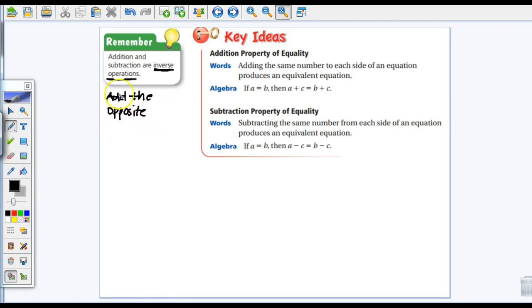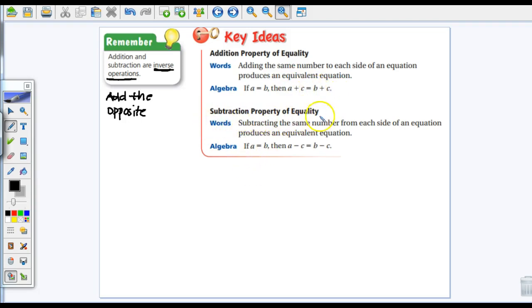And I think we kind of touched on it yesterday when we were solving the sum of triangle problems. So addition property of equality in words says when we add the same number to each side of an equation, it produces an equivalent equation. The algebraic reference to it would be if A is equal to B, then A plus C is equal to B plus C, because A and B technically have the same value, and C on both sides has the same value, so they're going to be equivalent.